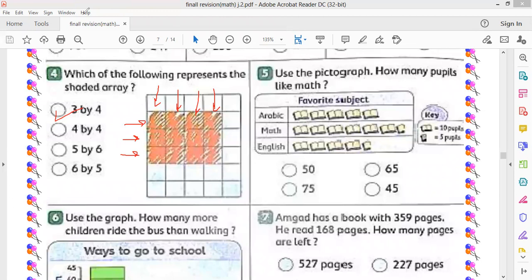Number 5, use a pictograph. How many pupils like math? Each book equals 10 and half book equals 5. Count math. 10, 20, 30, 40, 50, 60, 65.